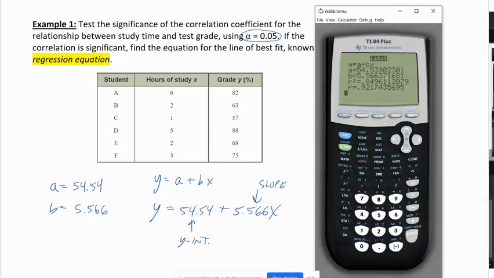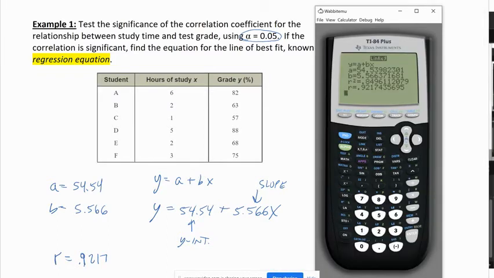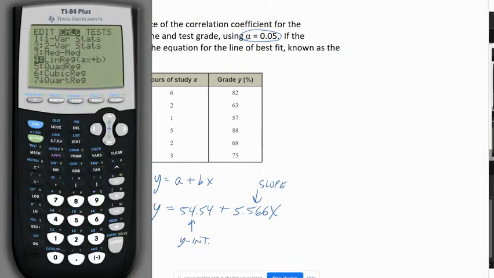Okay, and then the correlation coefficient is 0.9217. So R equals 0.9217. Now if you do this on your calculator, I'd like you to go ahead and try it. Put in the data and do the same thing I did, which is that I went to Stat, Calc, and I choose option 8.